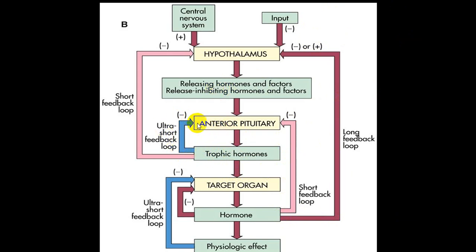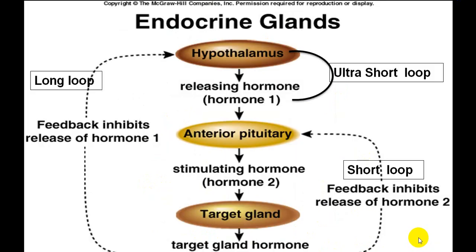That will be ultra short loop. So some of the hormones can have that particular ultra short loop. Same way, say testosterone inhibits the target organs like testis. So that will be ultra short loop feedback system.